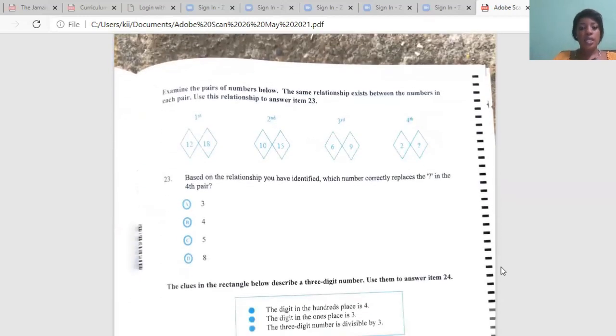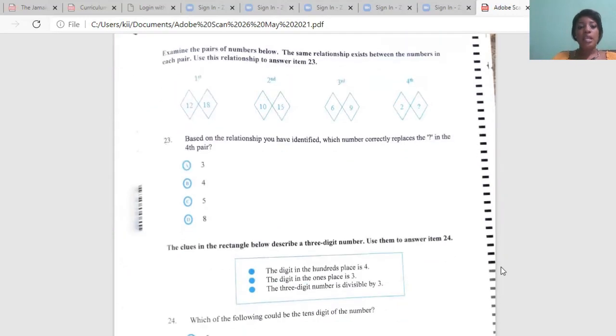Let's look at number 23. It says, examine the pairs of numbers below. The same relationship exists between the numbers in each pair. Use this relationship to answer item 23. Based on the relationship you have identified, which number correctly replaces the question mark in the 4th pair?